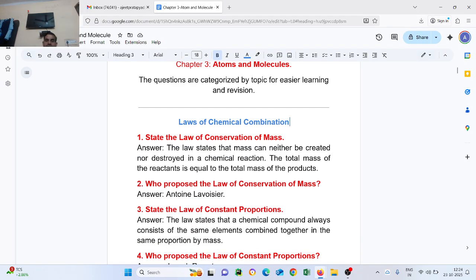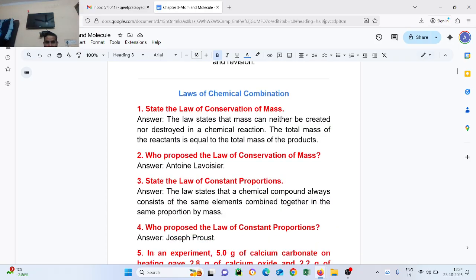Question number 3. State the law of constant proportion. The law states that a chemical compound always consists of the same elements combined together in the same proportion by mass.